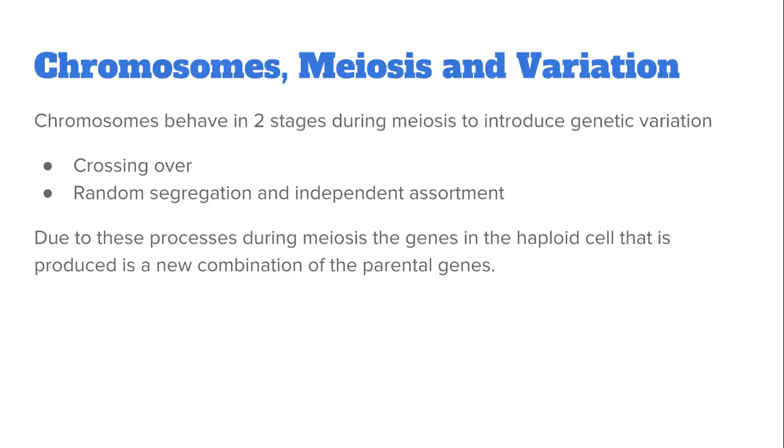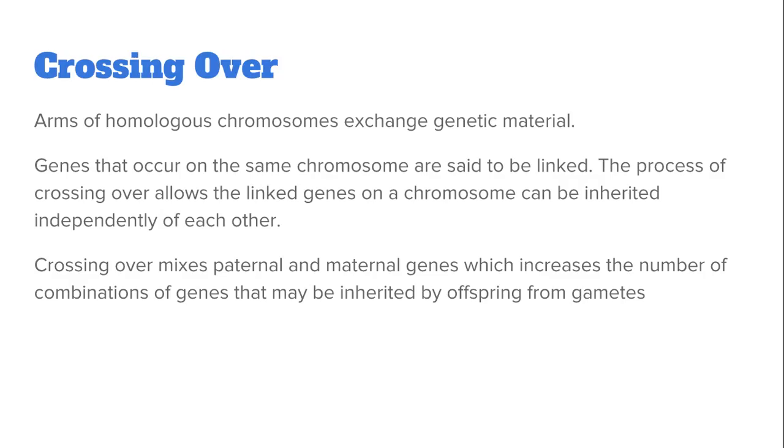Chromosomes, when they participate in meiosis, there are two stages in which the process of meiosis can bring about some genetic variation. One of those is crossing over, and the second is the random segregation and independent assortment of chromosomes. This means that the haploid cell can produce a new combination of parental genes, resulting in variation in offspring.